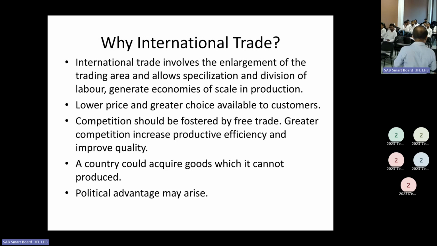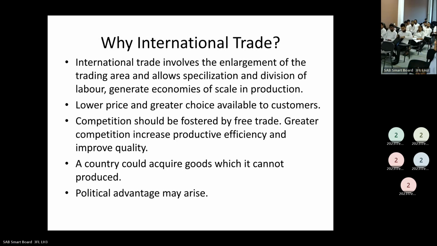So we can import different goods. We cannot produce all the goods domestically, so we import those goods from the foreign market, and the choice is there. That also improves the welfare of the public, giving more choice and more preference for them.